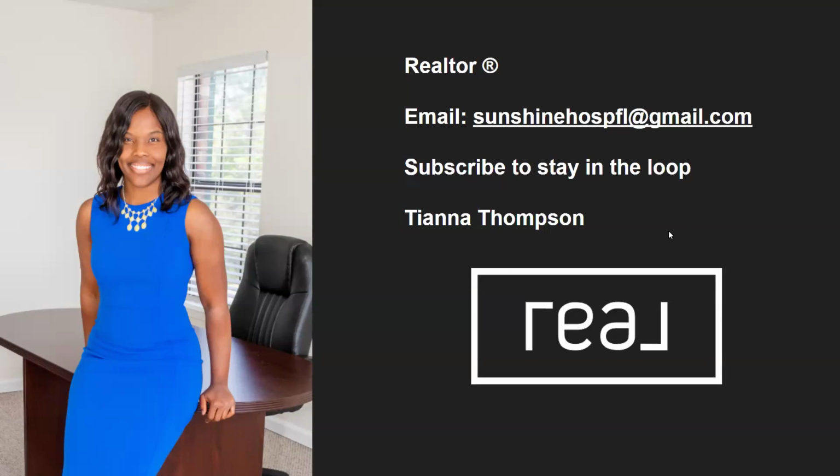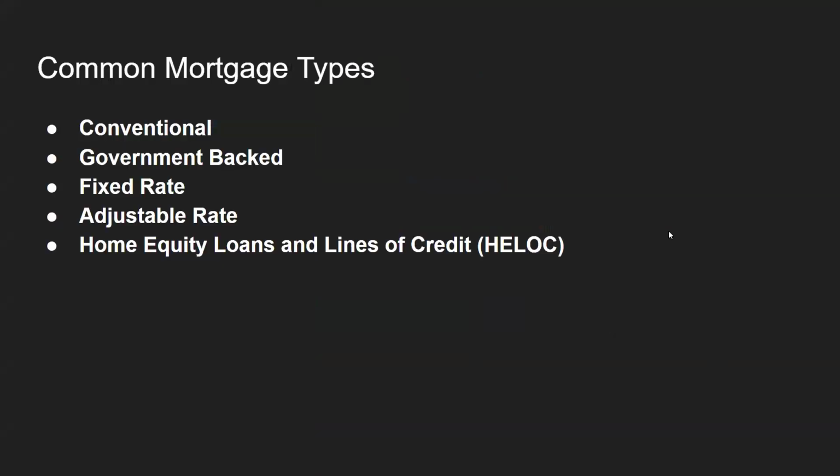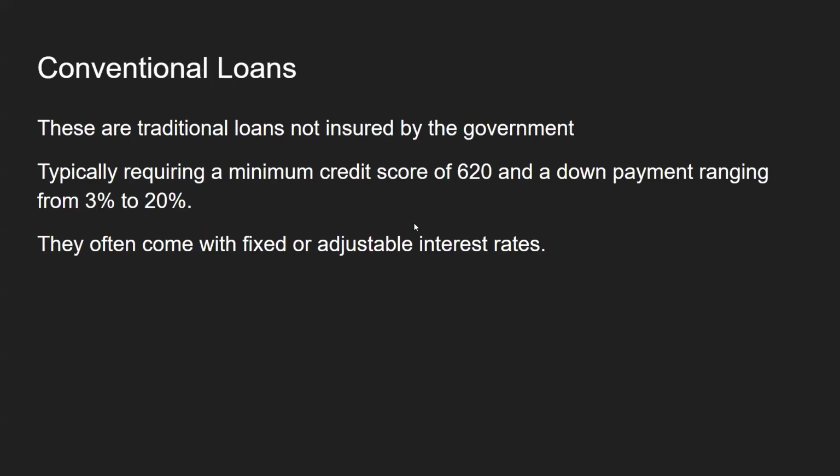All right. So I'm going to go over 5 mortgage types: conventional, government backed or insured, fixed rate, adjustable rate, and home equity loans or lines of credit. So let's talk about conventional loans.